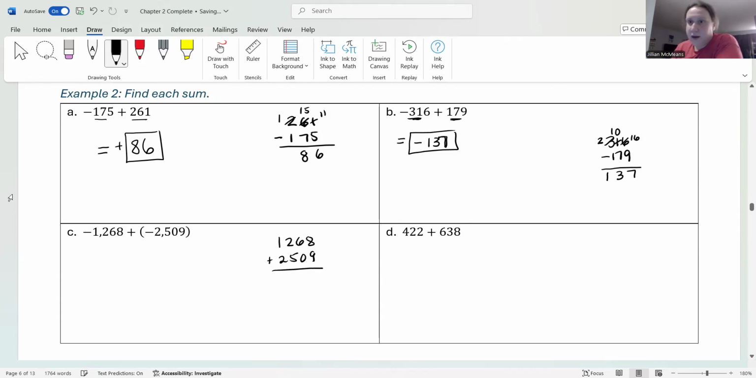We're going to add column by column again. Why not do it by hand? It doesn't take that long. 8 plus 9 is 17, so I keep a 7. I carry a 1. 0 plus 6 plus 1 is 7. 5 plus 2 is 7. And 2 plus 1 is 3.